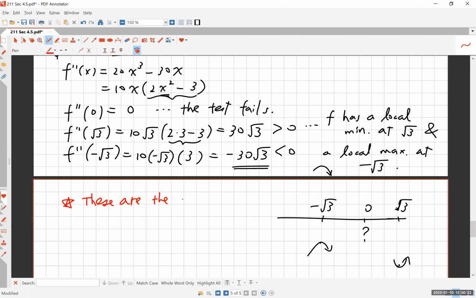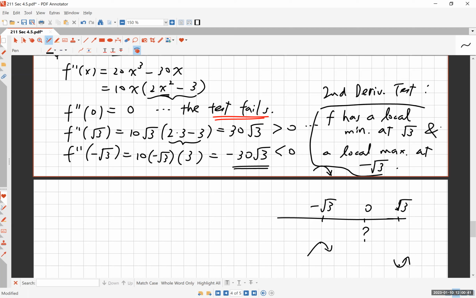Well, okay, I was going to say these are the only local maxima and minima, but I forgot there is one point where the test failed. So let's examine a little further, right? So the second derivative test gave us all of this information. All of this information was from the second derivative test, okay?